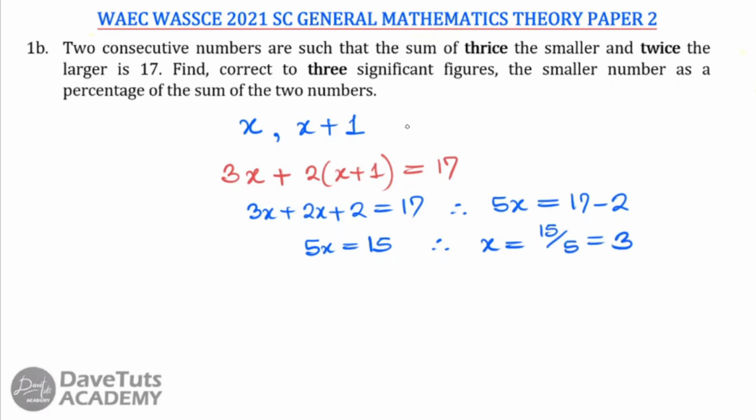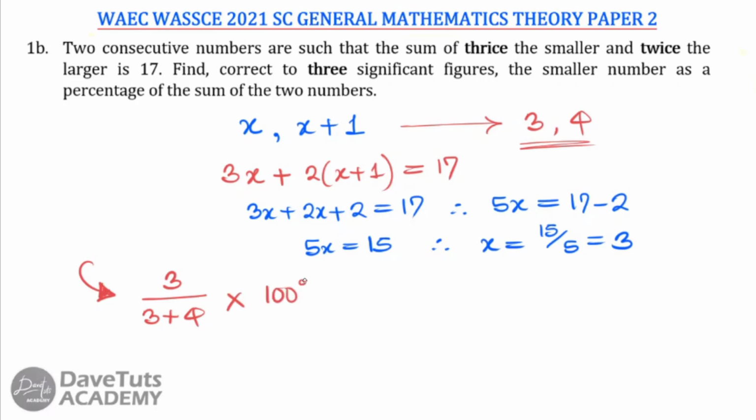Now that means the numbers that we have are x is 3, and then the next number consecutively will be 4. So these are the two numbers, but this is not where we're supposed to stop. What we have to find, correct to 3 significant figures, is the smaller number as a percentage of the sum of the two numbers. So what we are looking for is the smaller number, which is 3, as a percentage of the sum. The sum will be 3 plus 4, then as a percentage will be times 100%. Okay, so this is what we are going to look for, and this will give us 3 over 7 multiplied by 100%.